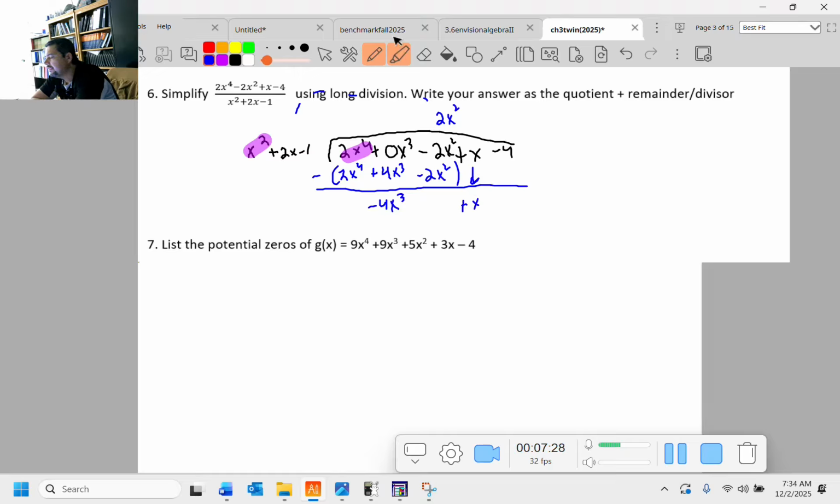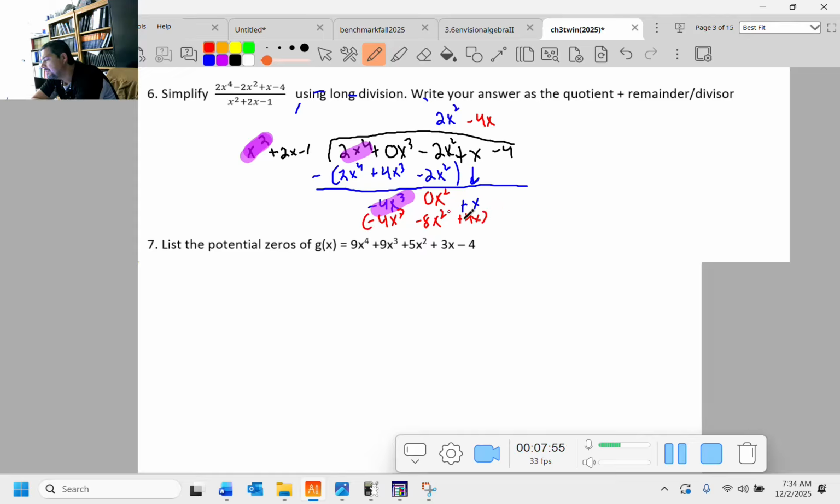Now, I want this piece to become that. I do that by using a negative 4x. Yeah, that'll do it. Negative 4x times x squared is negative 4x cubed. Negative 4x times 2x is going to be, lost my place here, negative 8x squared. By the way, there were 0x squareds left here. And a negative 4x times a negative 1 is plus 4x.